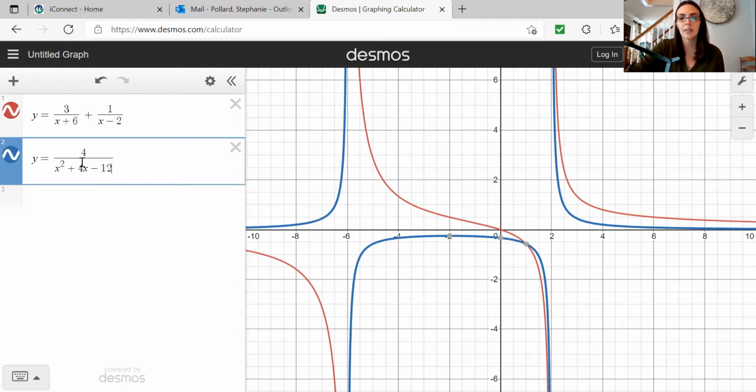Now, you can see the two examples, one is red and one is blue. And what I want you to notice is that they intersect right here. And they intersect at the x value of 1. And that was the answer we got.